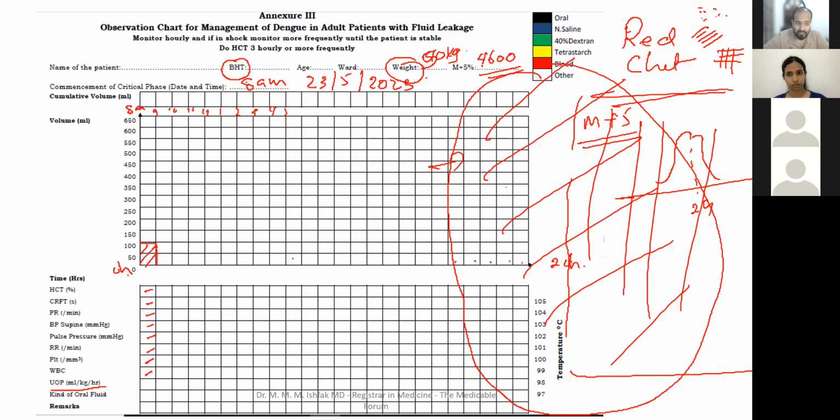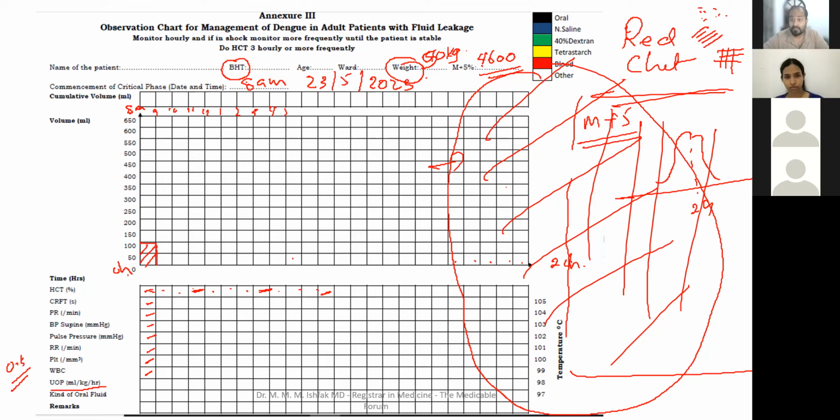So that is easy. So what is the target? 0.5 ml per kg per hour. If the urine output is less than that, that means there's a problem. Just imagine, by just looking at this chart, you know what fluid is given, you know what time of the critical phase it is, you know what are the parameters, you know what is the platelet trend going on. Hematocrit should be measured every 3 hours. So first hour, second hour, third hour, then again hematocrit will be here. Then 1, 2, 3 here. So every third hour, the hematocrit should be documented, right?